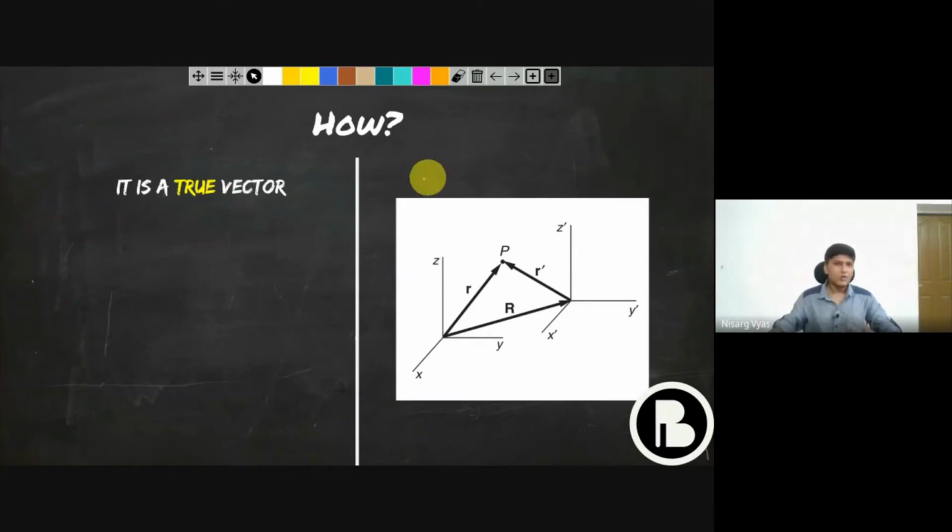It is a true vector. How? I just wanted to prove it mathematically, how it is a true vector. Suppose this is your S frame, suppose this is your S prime frame, and your S vector. What is your S vector? Displacement vector.